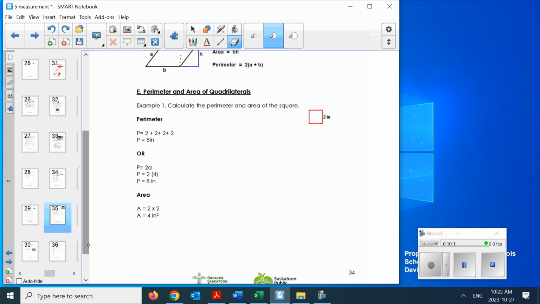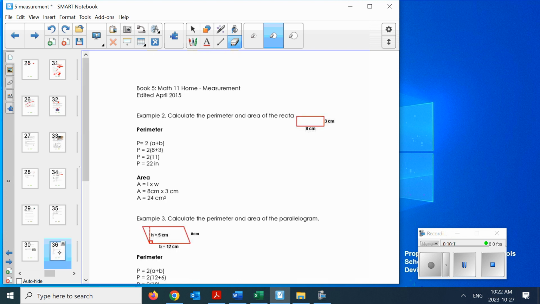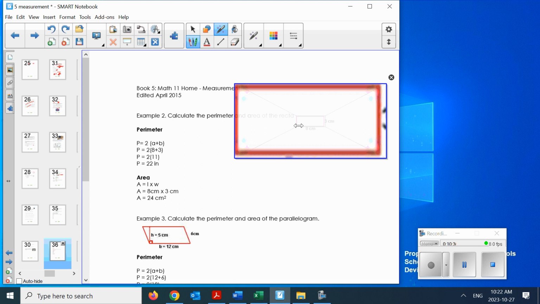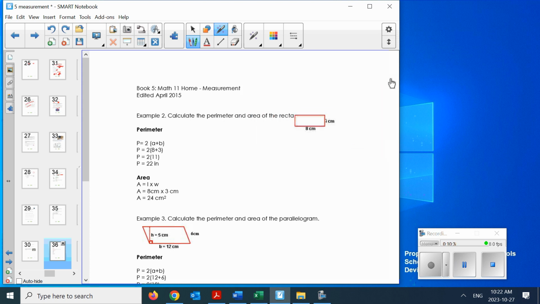Now, we have this one worked out, but let's do one together. A rectangle. I don't think of it as a formula. I just think, let's add 8 plus the 3 plus another 8 for this side and the 3. That's the distance if you walked around. That's how you get the perimeter. I use all addition instead of multiplying.